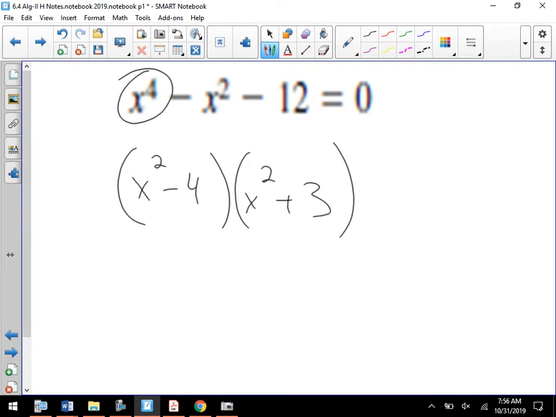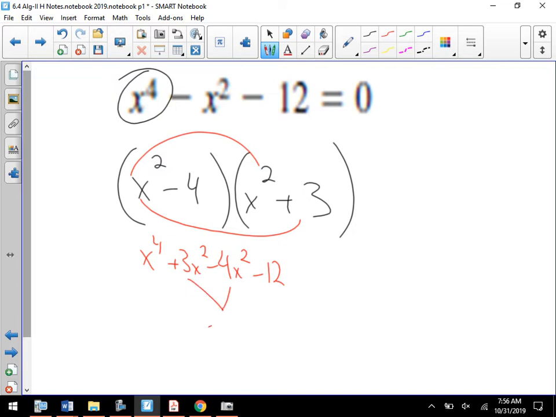Now remember, if you are FOILing that out, and you obviously don't have to do this all the time, when you FOIL this, you have x to the fourth plus 3x squared minus 4x squared minus 12. And these here become minus x squared. That's where this comes from.